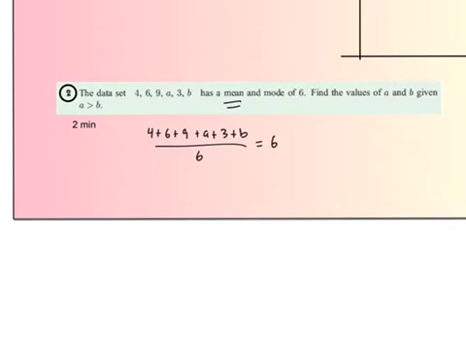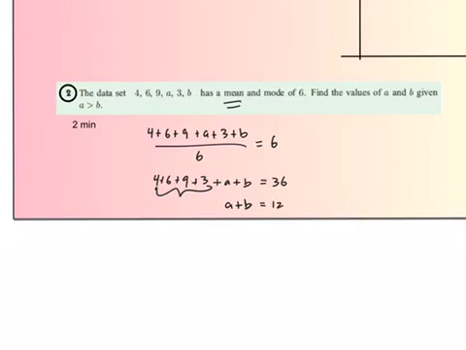All right, so I've added up all my points divided by 6 since there are 6 of them, and that tells me that my mean is 6. So what I can say is that 4 plus 6 plus 9 plus 3 plus A plus B is equal to 36. All right, so I can say that A plus B is equal to, oh boy, what is this? That's 10, 12, 22. So A plus B should equal 12.